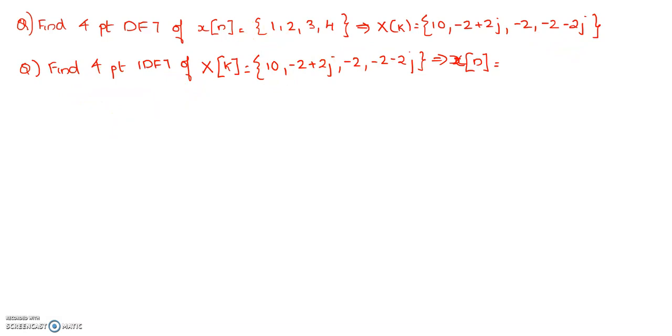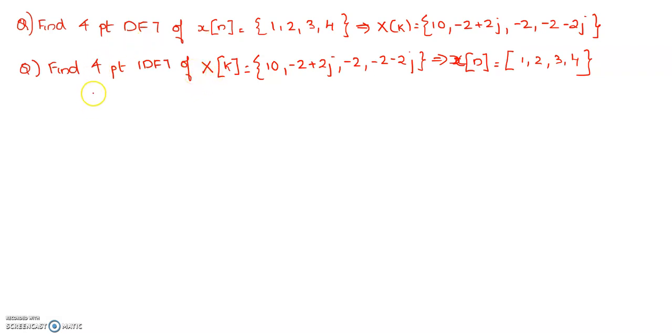So we are going to solve an IDFT problem, where you are given x of k. Let us do the same question so that you get an understanding of how the result will be. The result to be obtained is 1, 2, 3, 4. If x of n is converted to x of k, you get this. If x of k is given, then you have to get the result like this. So we'll try solving this problem: find the 4-point IDFT of x of k, 10, minus 2 plus 2j, minus 2 and minus 2 minus 2j.